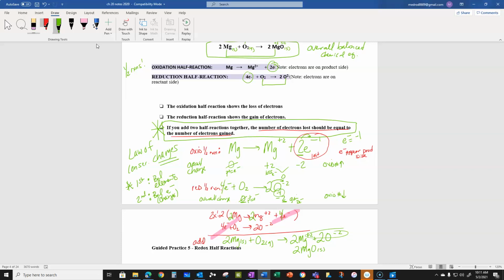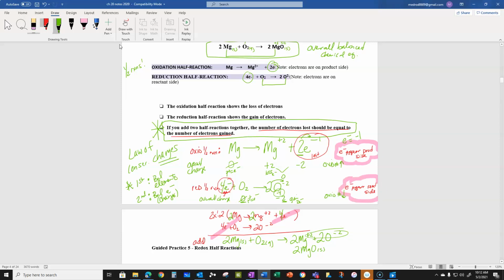And with reduction, you'll notice that the electrons will appear, and you'll see this in my notes in the next video, on the reactant side. Because I gained electrons with that oxygen. Okay, so these right here are very, very important, as you'll see in the notes in 20.3.